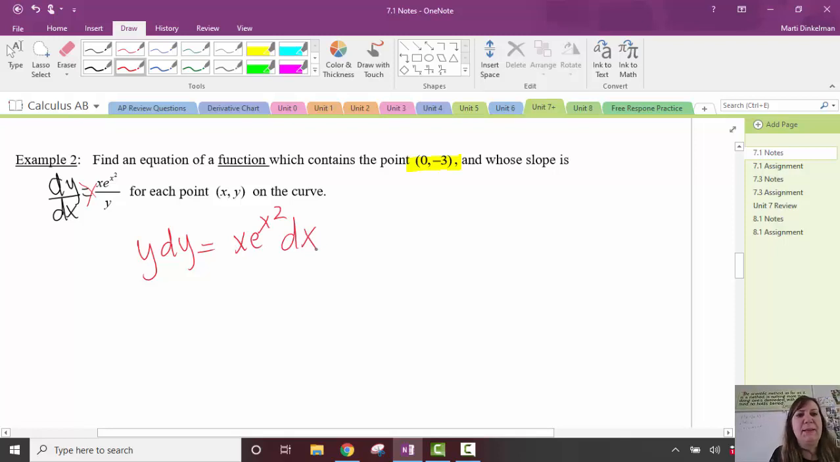Okay, so there's the separate part. And maybe another bit of advice now that I'm thinking about it, the dy and the dx need to be in the numerator, not in the denominator. So just be careful as you're doing those.